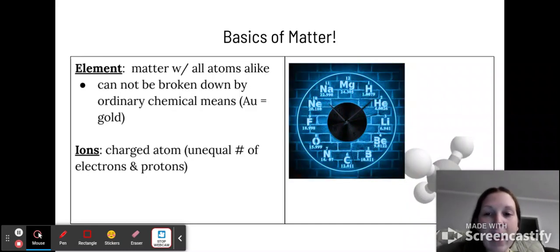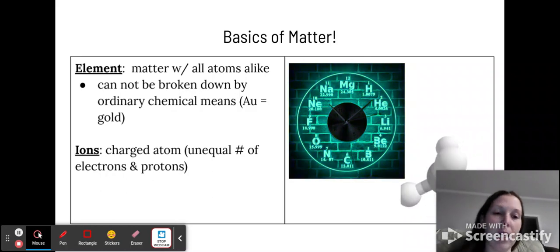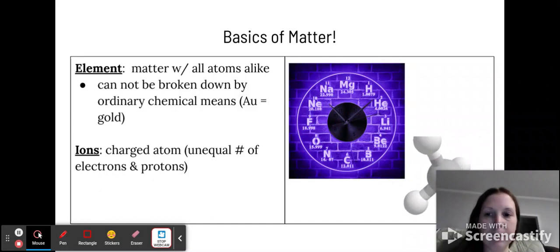We also have ions, which are charged atoms. So there are unequal numbers of protons and electrons. We're going to talk about these on the next slide, so I'll go into more detail there.